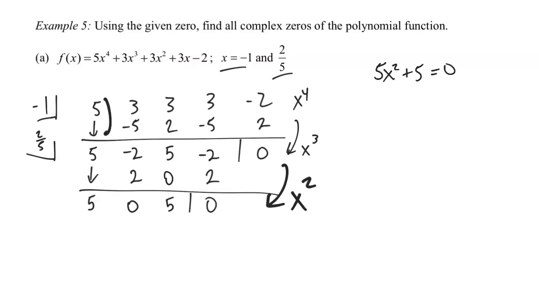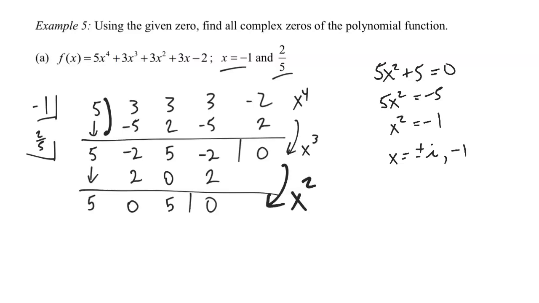And so pick a solving method. The obvious choice here, in my opinion, since there's no x term, would be square root method. And so I'm going to move over the 5 to make it negative 5. I'm going to divide both sides by 5, which is going to give me x squared is equal to negative 1. And then take the square root of both sides, which will give me plus or minus the square root of negative 1, which I know is i.